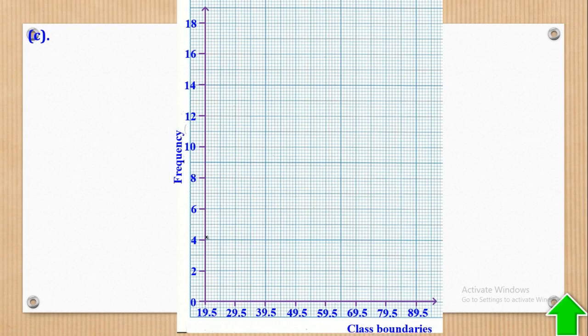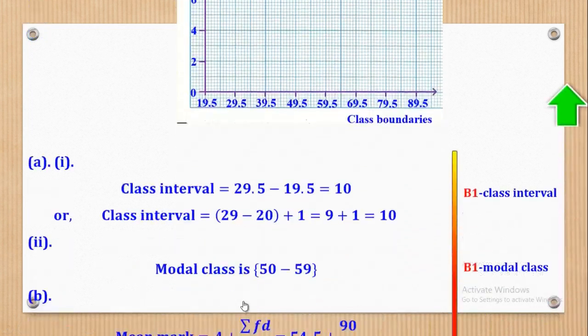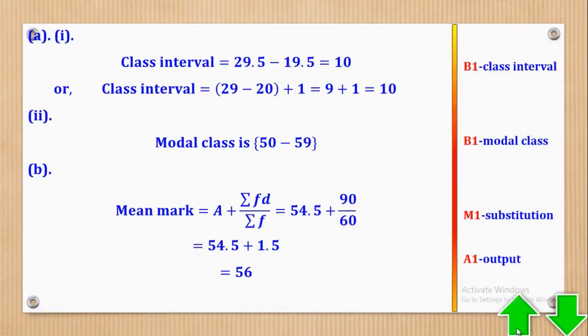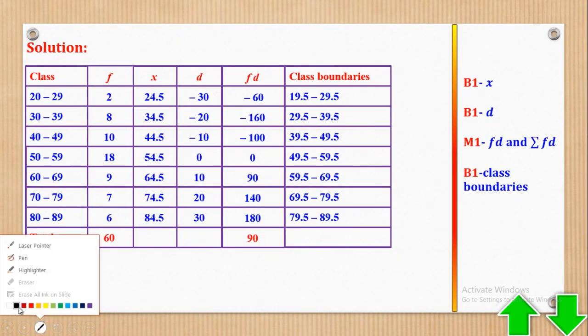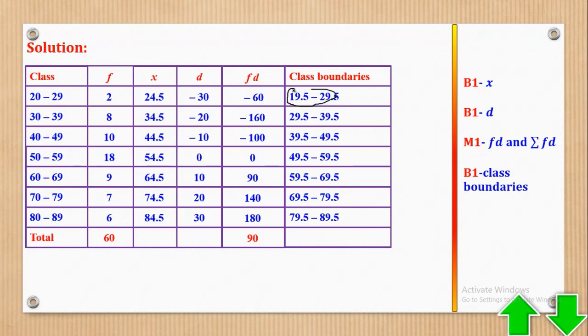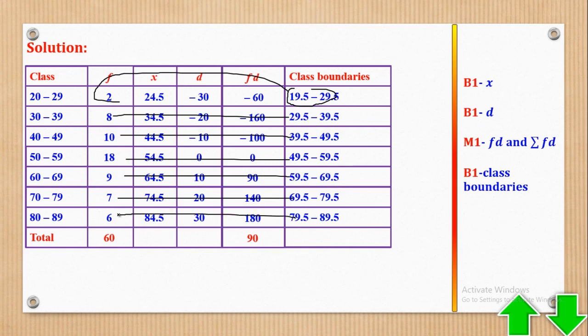Now from there, we have to draw bars of frequency corresponding to each class. For example, when you go to this, we are going to plot for this, the corresponding frequency is 2. Then for this, the corresponding frequency is 8. For this, the corresponding frequency is 10. For this, the corresponding frequency is 18. For this it is 9, for this it is 7, and for this it is 6. So we are going to draw bars for all those ones. So vertical will have this and horizontal will have this.